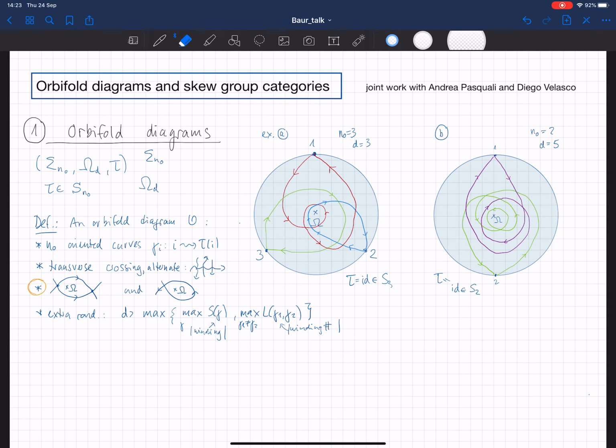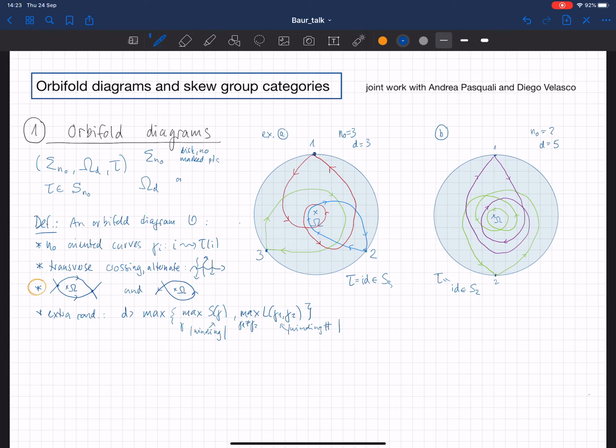I'll talk about joint work with Andrea Pasquali and Diego Velasco on orbifold diagrams and associated algebras and categories. Let me explain first what an orbifold diagram is. So we always work with a disk with n0 marked points on the boundary. And I call that sigma n0.